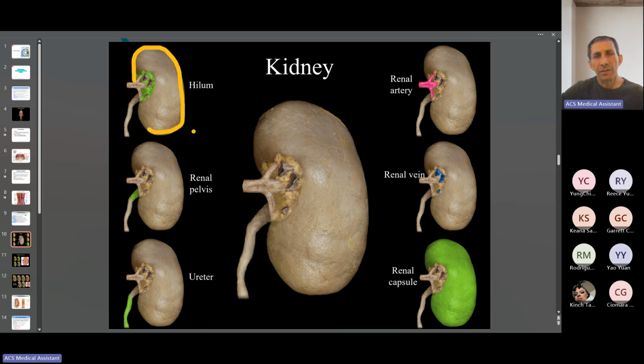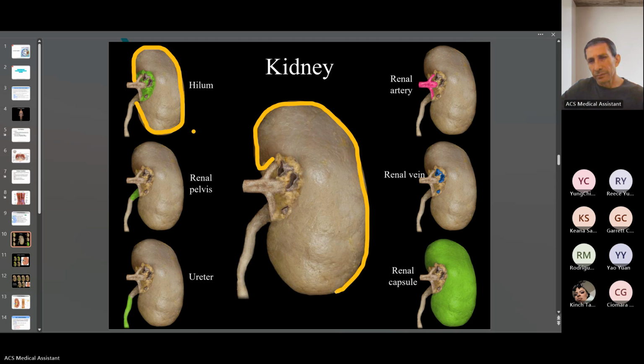No, I just don't see it. So this is the capsule, which is covering the kidneys on the outside. Oh, it's here. See, I knew that I had it. So the capsule is the entire membrane that protects the kidneys on the outside. That's basically what it is. It's a membrane.